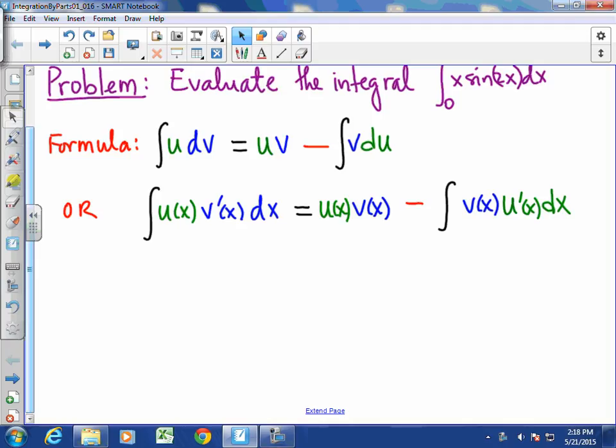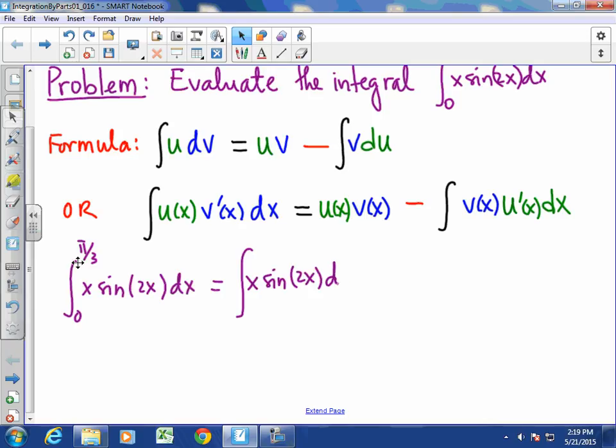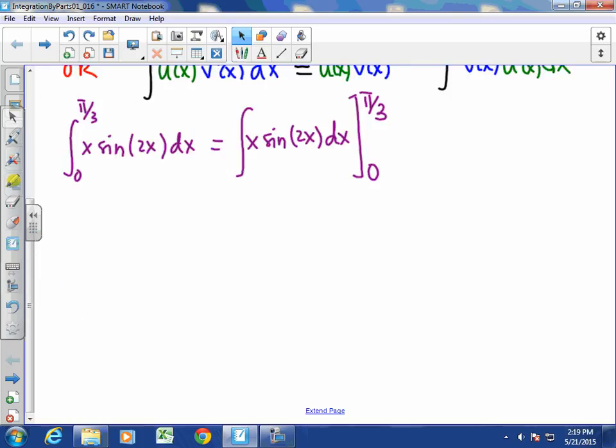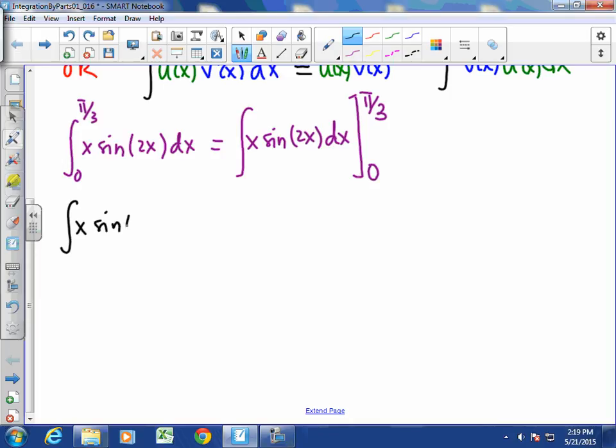Now, we have the integral from 0 to pi over 3 of x sine of 2x dx. Remember that is the same as first finding the indefinite integral of x sine of 2x dx, and then evaluating it at pi over 3 minus evaluating it at 0. So our first objective is to come up with the integral of x sine of 2x dx.